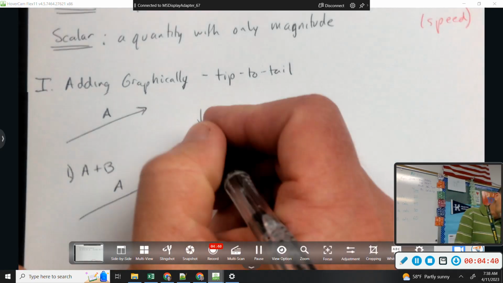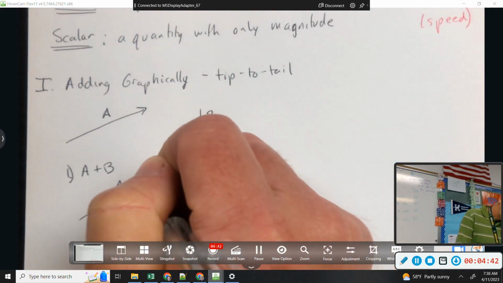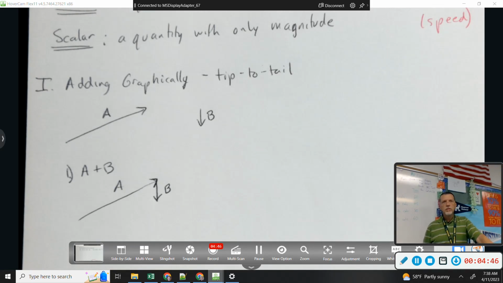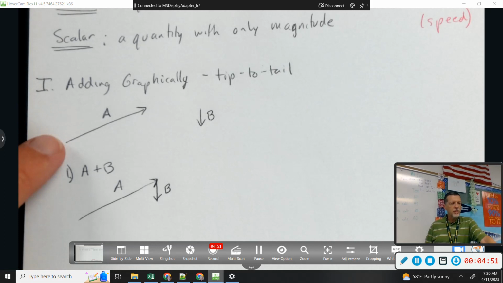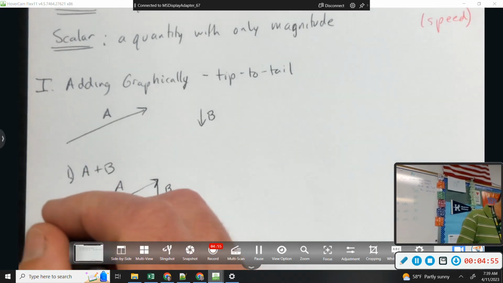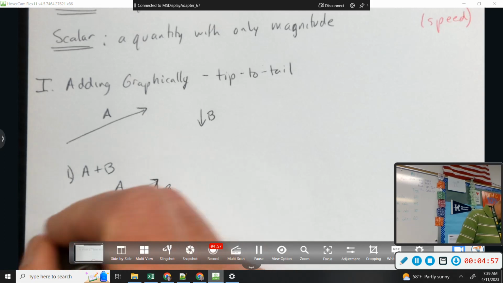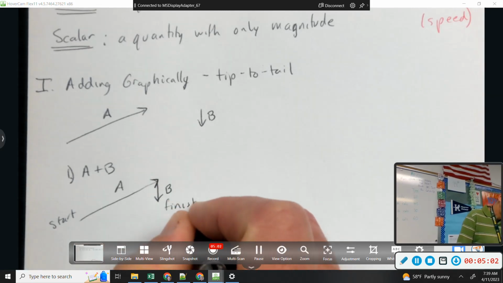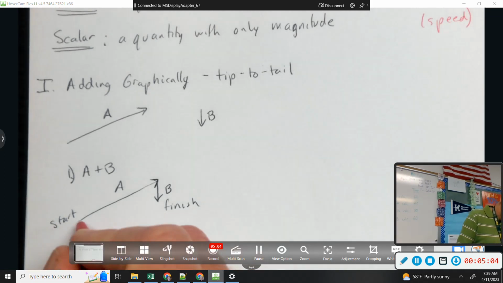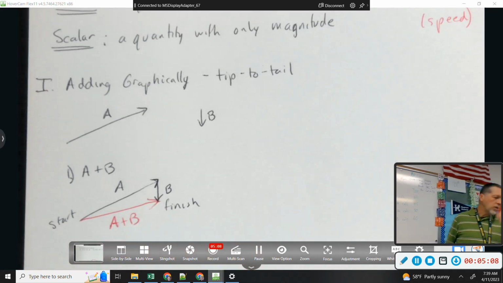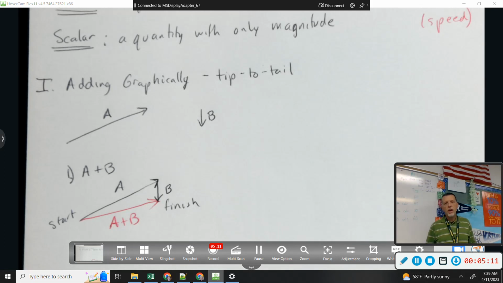And then B, I need to attach to the end of it. So there's B. If you think about following these as directions, you walked A and then you walked B, and your resultant, which goes from where you start to where you finish, that arrow or that vector is A plus B.